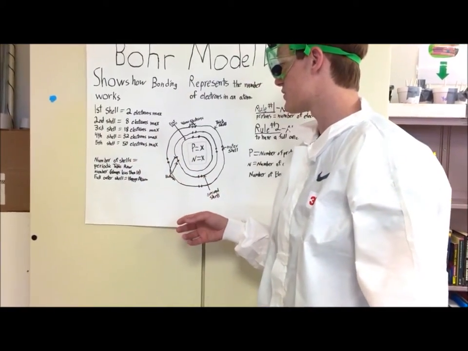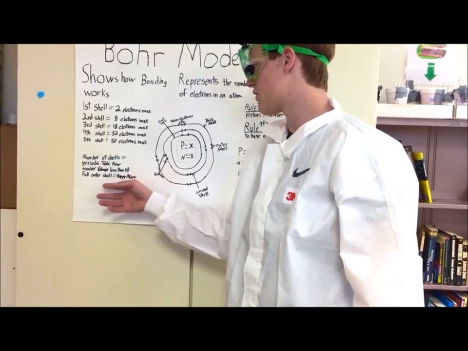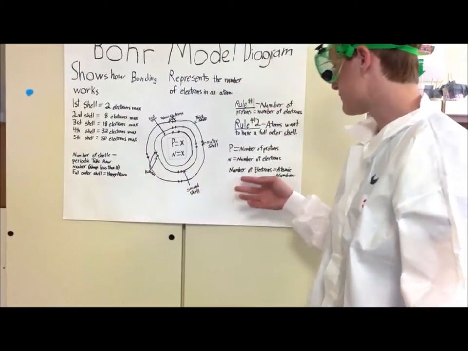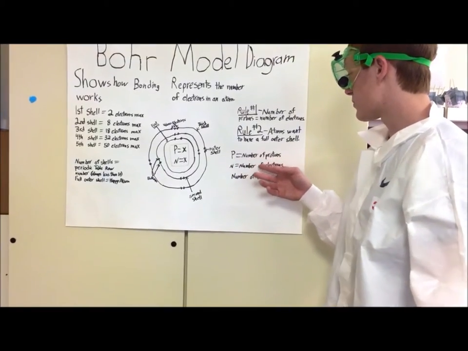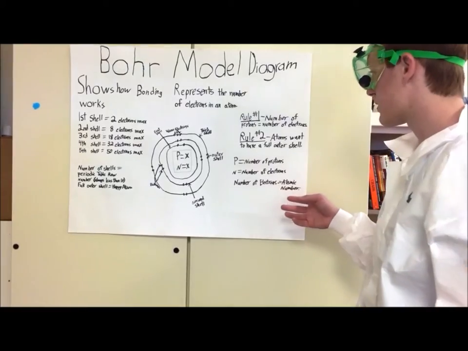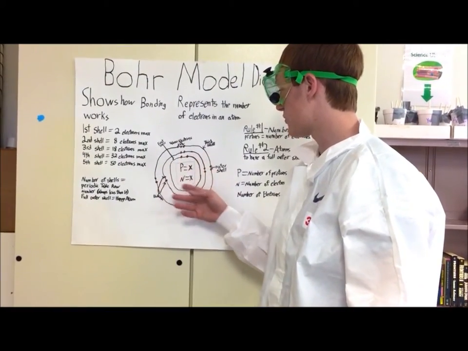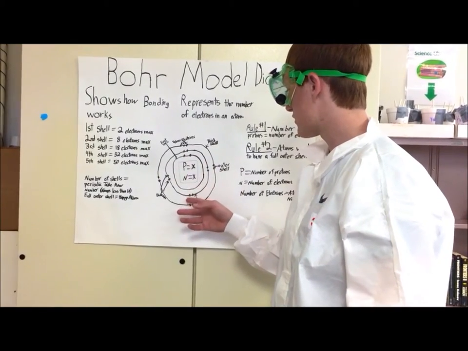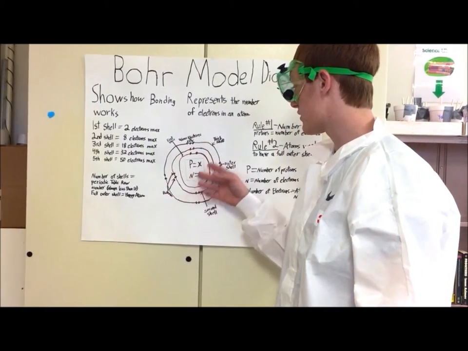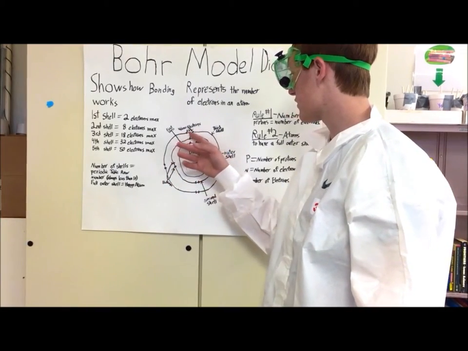Number of shells equals periodic table row number, always less than 10. A full outer shell equals a happy atom. P equals the number of protons, N equals the number of electrons, and the number of electrons equals the atomic number. The first shell only has 2, as it shows, and the second shell has 8, and the third shell has 18, and these are the valence electrons.